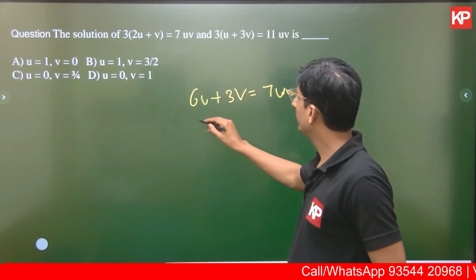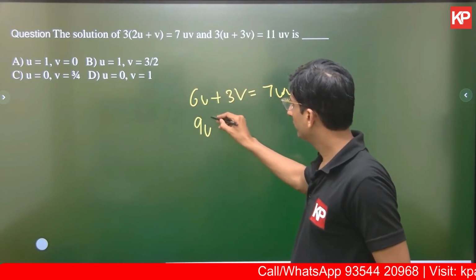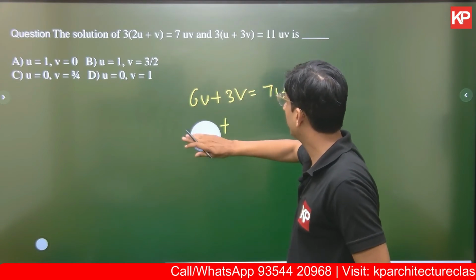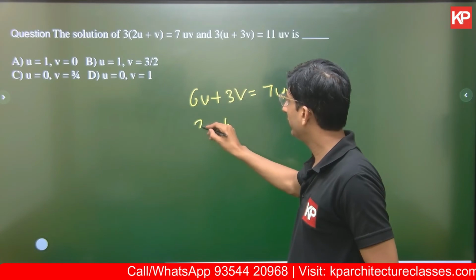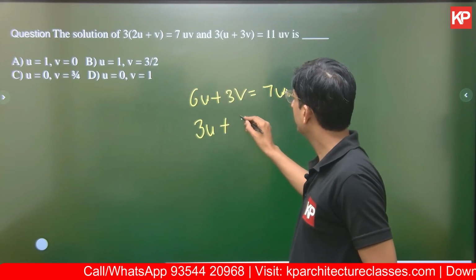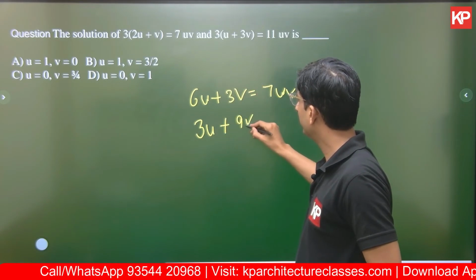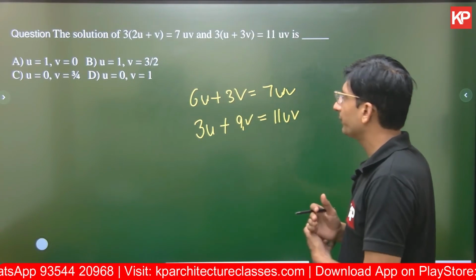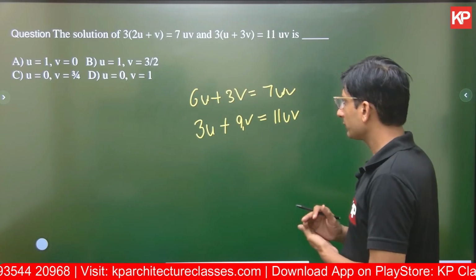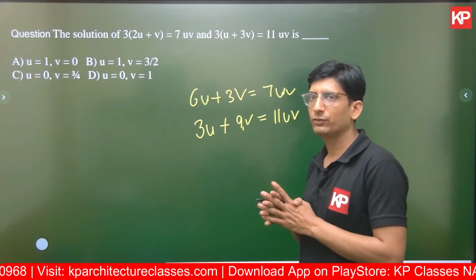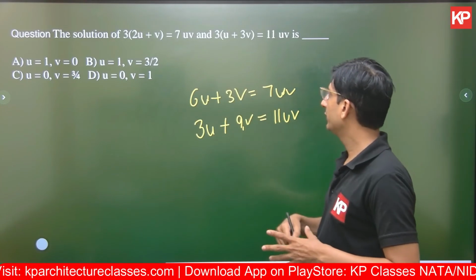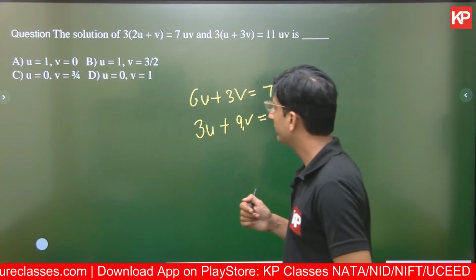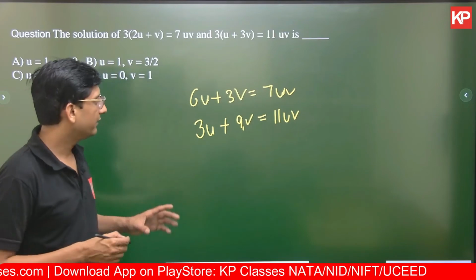And here what is given to us? 3u plus 9v. 3 multiplied by u, that is 3u, plus 3 multiplied by 3v, that is 9v, is equals to 11uv. Now what we can do is, I will bring the question in terms of either u or v. So we have to balance this out. And how we can balance this out?